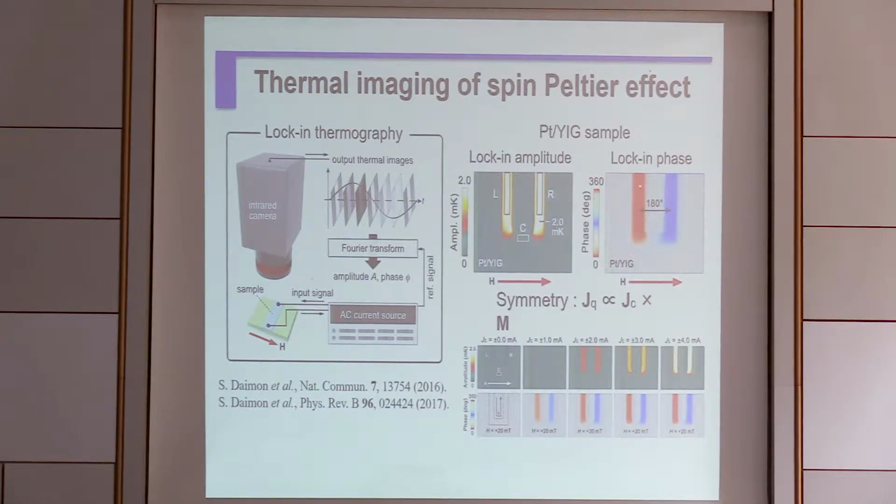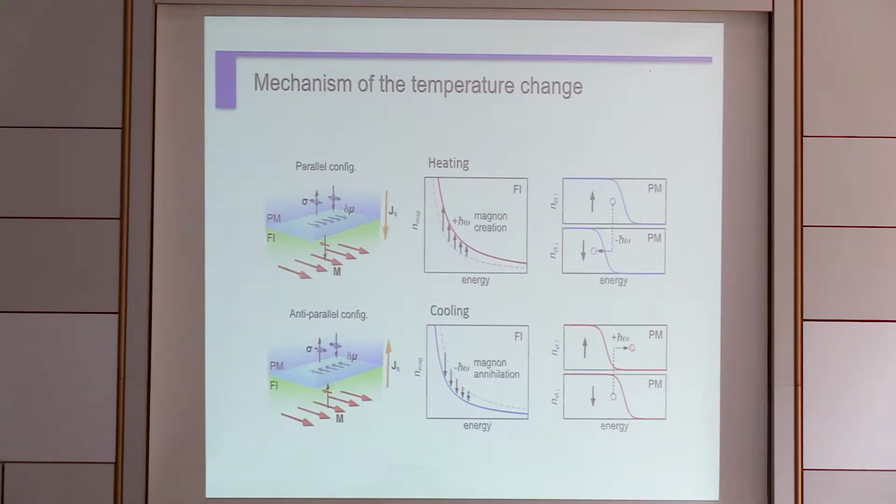This part is heated and this part is cooled down. By applying the amplitude of the current, there's a gradual change of this heating and cooling part. The temperature change is maybe the amplitude of a millikelvin. So this very small change of temperature can be measured by using this method. Okay, the mechanism of the spin Peltier effect is like this.